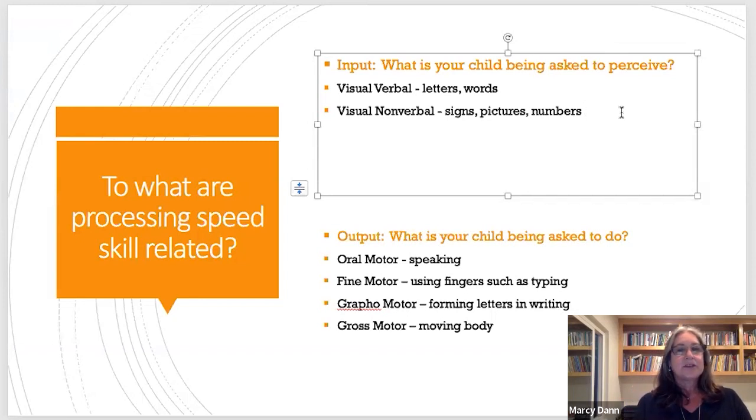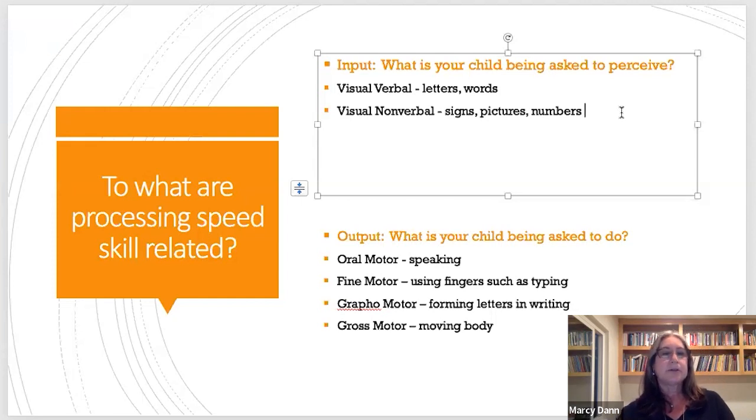The next question I ask parents and educators is, okay, what's the output? What is the child being expected to do? You'll notice that each of these outputs has the word motor there. There's oral motor, which is speaking. That's an oral response where the mouth moves in a way that we can create sounds. And then fine motor, which is using our fingers. That could be holding a pencil or a paintbrush or a toothbrush, or typing on a keypad. Graphomotor is specifically related to letter formation. Grapho is letter, motor is motor, as you know.